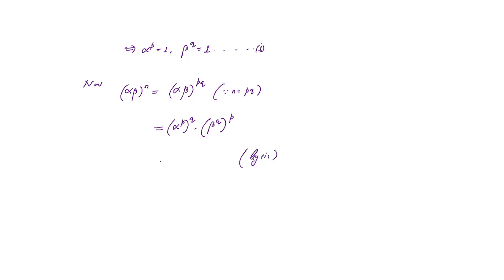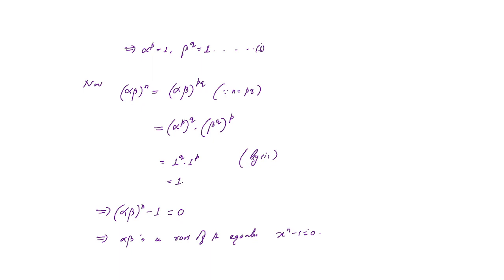So by 1, alpha to the power p is 1. So 1 to the power q, 1 to the power p. So this is basically 1. So that implies (alpha beta) to the power n minus 1 equals 0, and that implies alpha beta is a root of the equation x to the power n minus 1 equals 0, because alpha beta satisfies the equation.